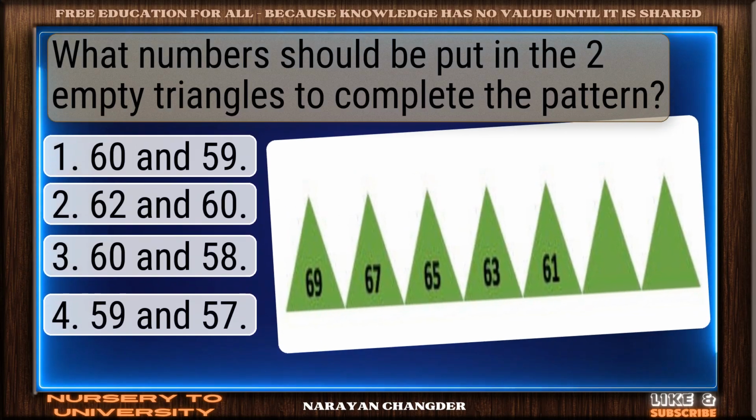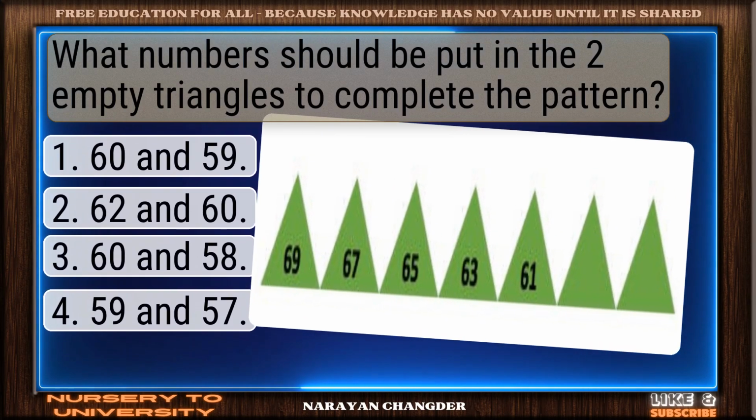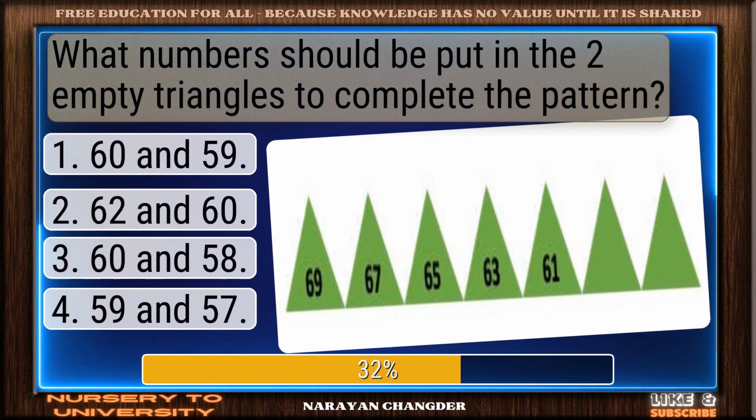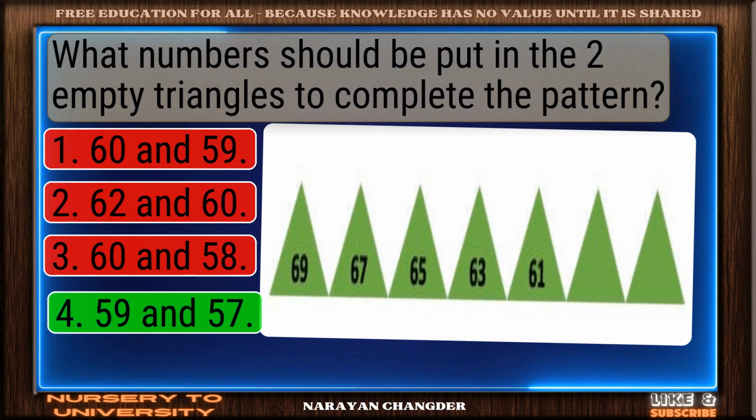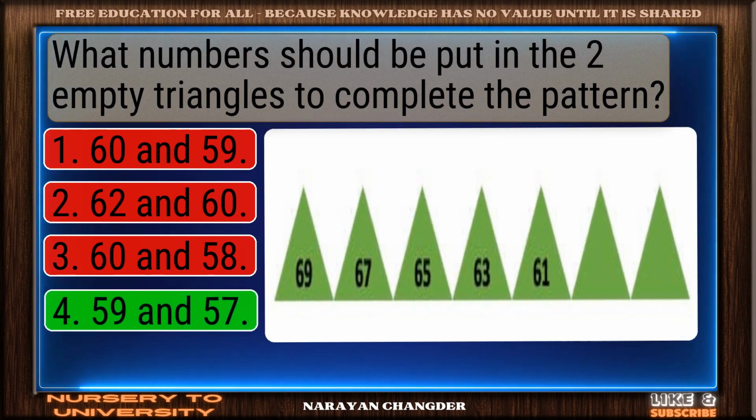What numbers should be put in the two empty triangles to complete the pattern? Smart pick. 59 and 57 is the correct choice.